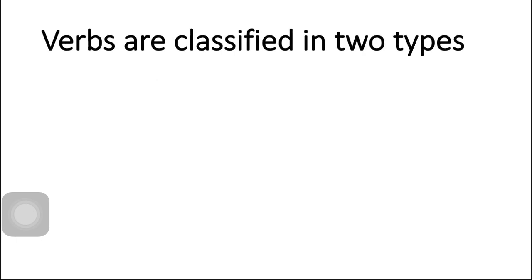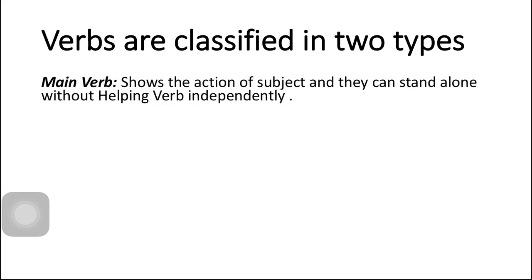The verbs are classified into two ways. First one is the main verb. The definition for the main verb: it shows the action of a subject and it can stand alone, independently, without a helping verb. The main verb is a verb that can stand alone without any support of any helping verb. For the main verb, the example is: John is working now.